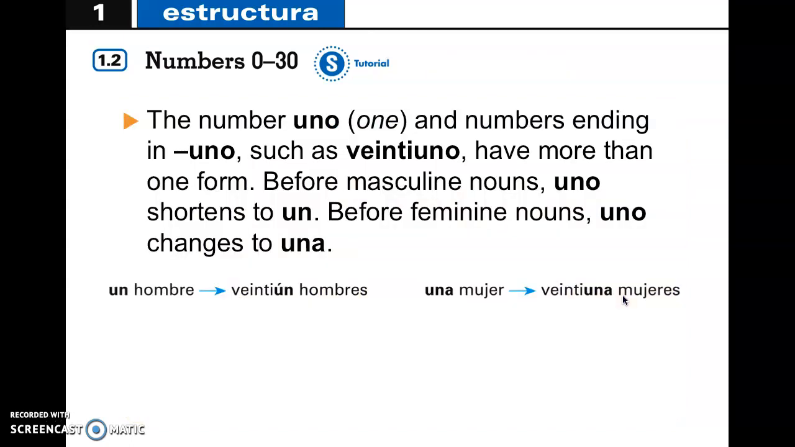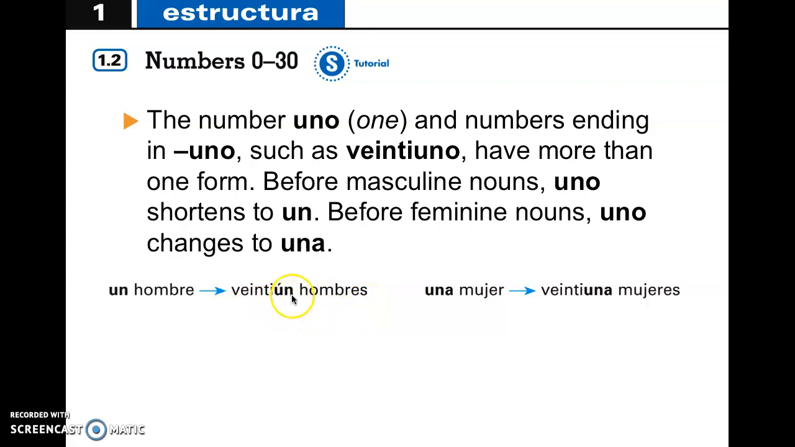So let's talk a little bit about details. The number uno, 1, and numbers ending in uno, such as 21, have more than one form. Why? Because when they pop up before a masculine noun, like 21 men, El hombre, that would be a masculine noun, uno shortens to un. So you would have un hombre, but instead of saying veintiuno hombres, you'd say veintiún hombres.